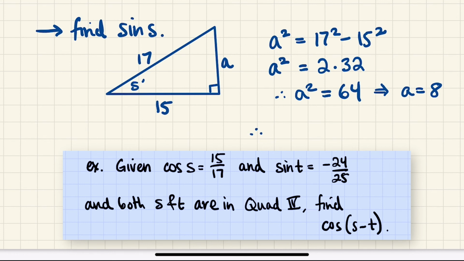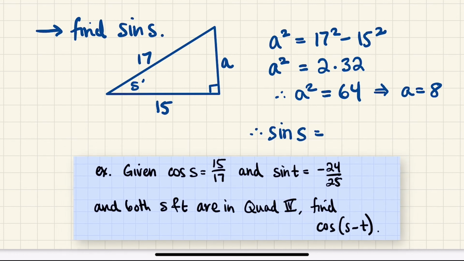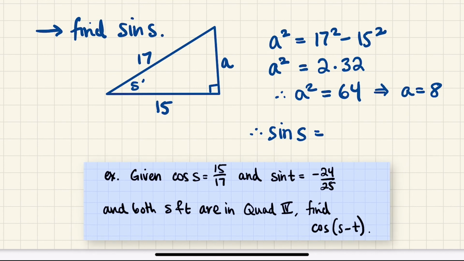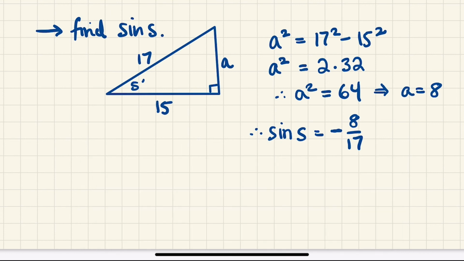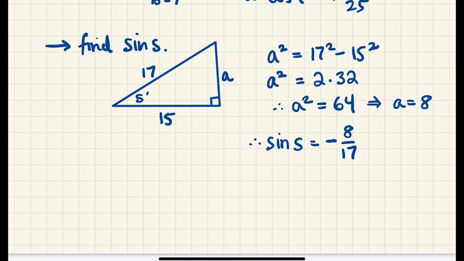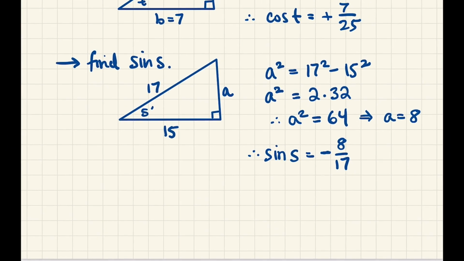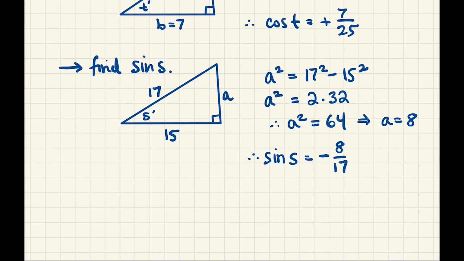So we can conclude that sine of s is opposite over hypotenuse. So it's going to be 8 over 17, except again, s is in the fourth quadrant. Sine values are negative in the fourth quadrant, so this will be negative 8 over 17. Okay, so we have all 4 of our ingredients now. We can go back to the main thread here and simply plug them in where they belong and do the arithmetic, and we'll have our answer.